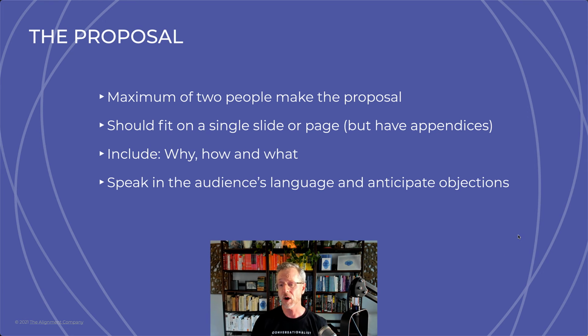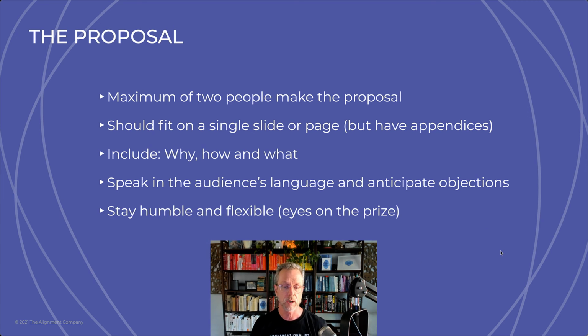We want to speak in the audience's language. We want to anticipate their objections. If we're technical people, we don't want to speak all in technical language if our audience is business people or marketing people or whatever. We want to speak in the audience's language. We may even show the proposal ahead of time to a few people to get some feedback as we're developing it, before we even walk into the meeting. This helps build some momentum behind it. It also helps us make it better. So we want to anticipate objections before we walk in.